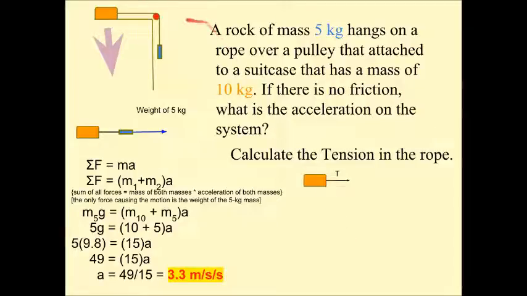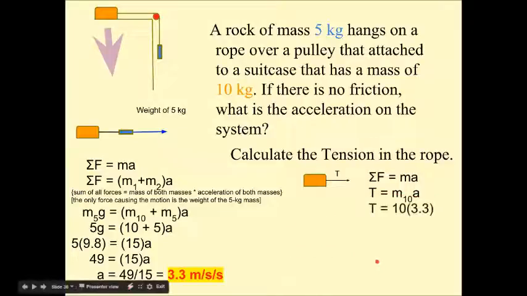To do that, I'm going to once again just isolate one of the masses. First, I'm going to isolate the one up on top. The only force on it, remember there's no friction, is the tension. The normal force and the weight of that has no bearing on the tension. So I can simply use Newton's second law, replace the sum of all forces with the tension, and that equals the mass now of the 10 and the acceleration that we just calculated. So it's just simply 10 times 3.3 will be the tension, or 33 newtons.